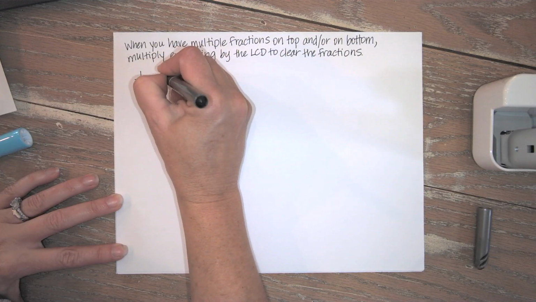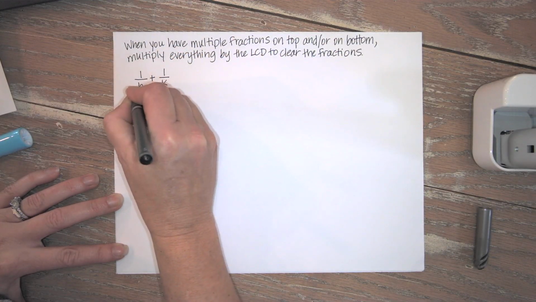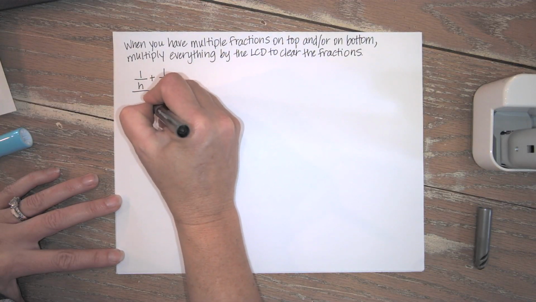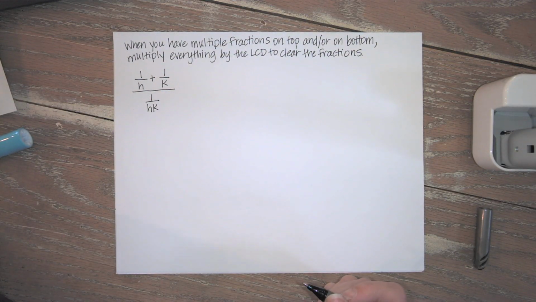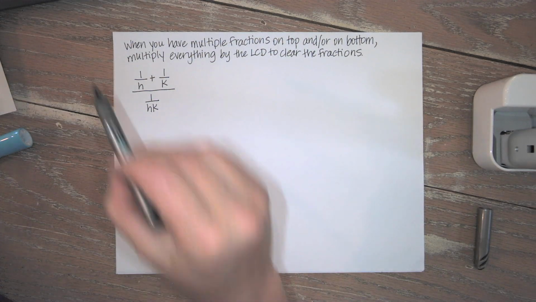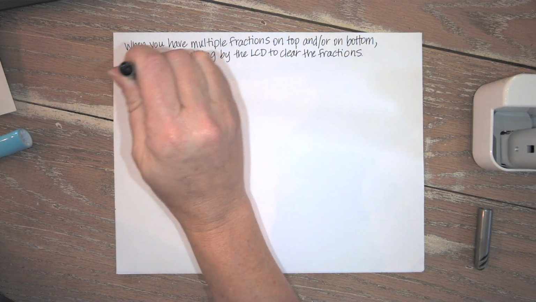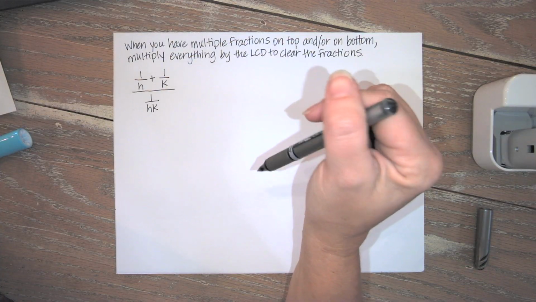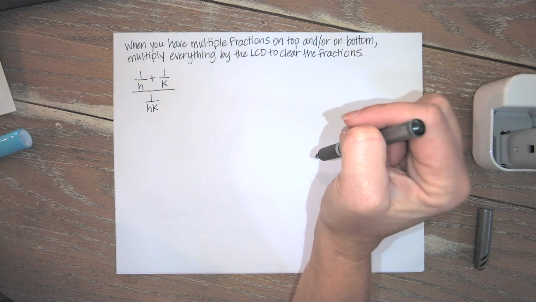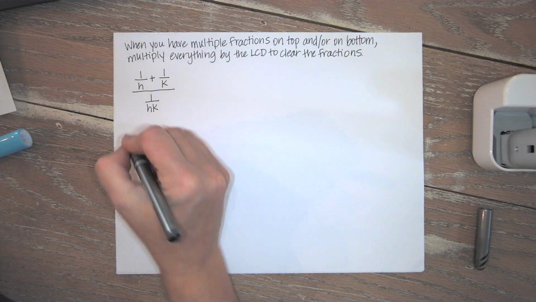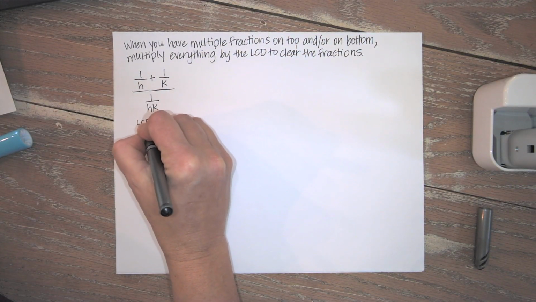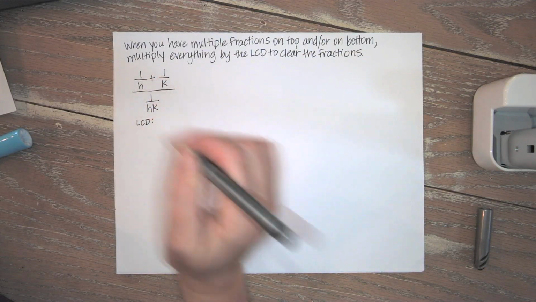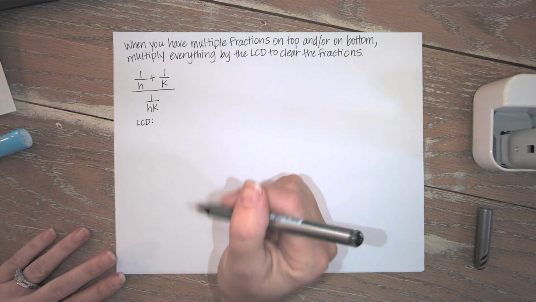1 over h plus 1 over k over 1 over hk. As you can see, this one is different because I have multiple fractions on the top, so I cannot treat this just as a regular division problem. The easiest way to do a problem like this is to determine what your least common denominator would be for all of the fractions that you see within this rational expression or within this complex fraction.